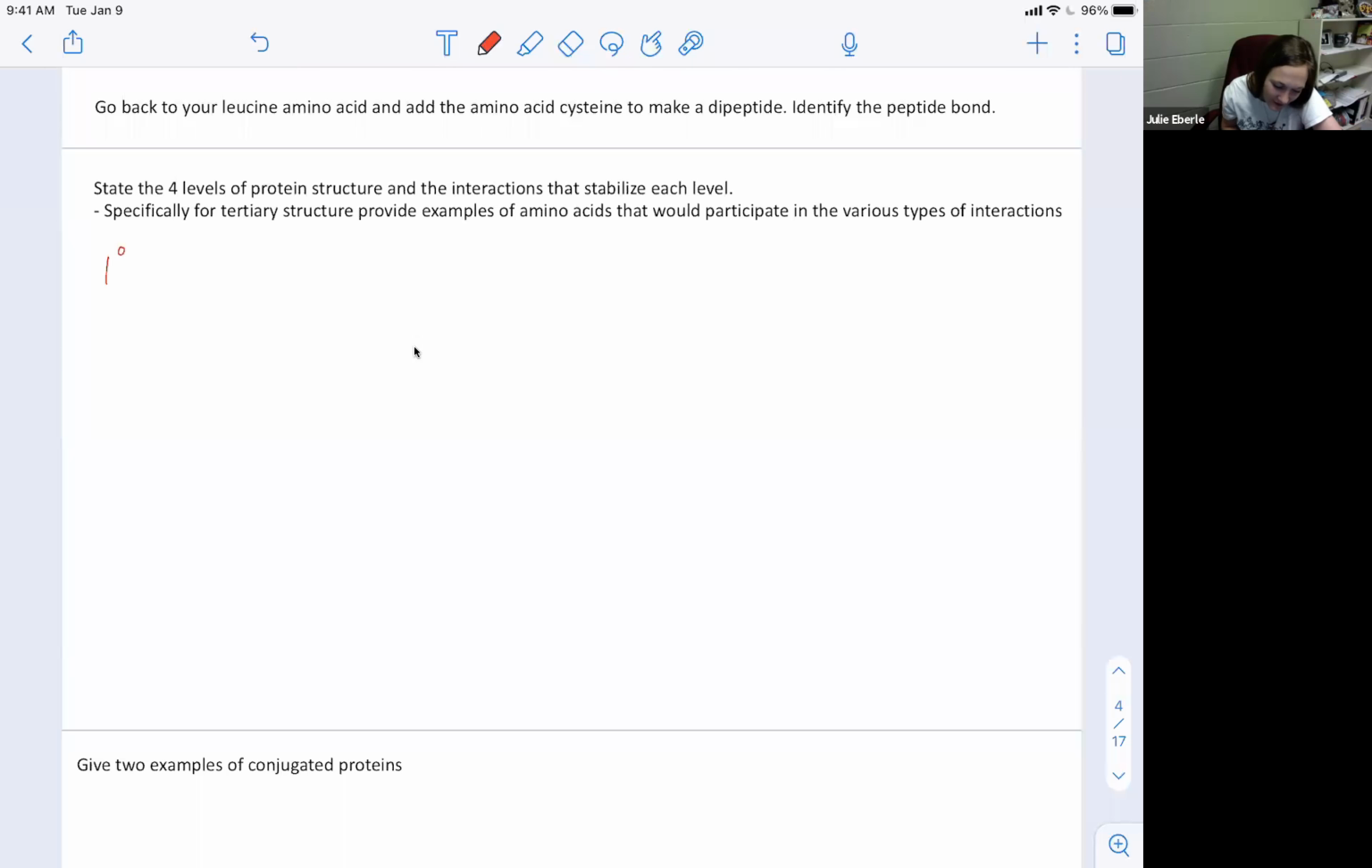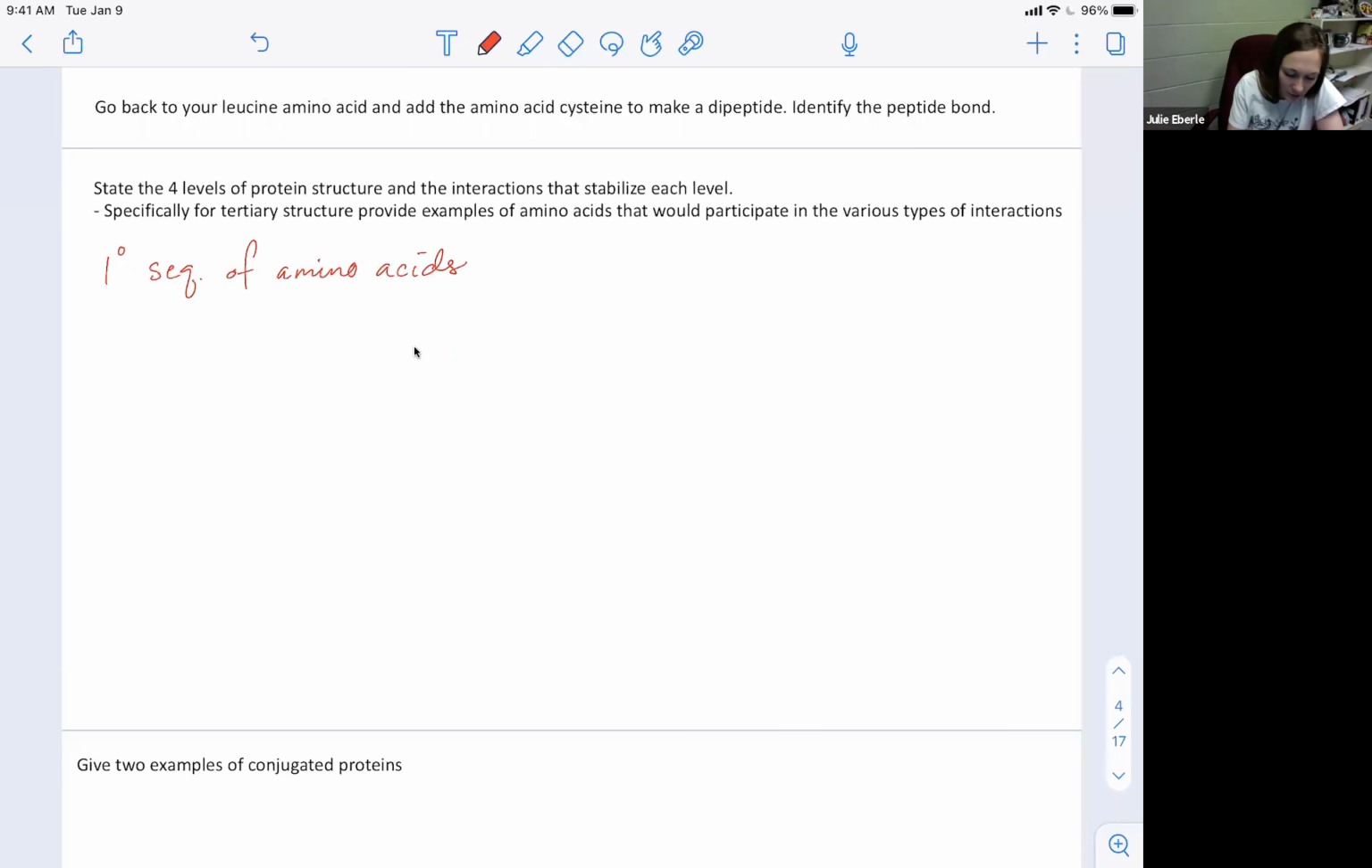Okay, now I'm gonna call on somebody else. What kind of interactions stabilize each level? So let's define, what is primary? The primary structure of a protein, what makes up that? Is it the sequence of amino acids? Boom, Madison, it is the sequence of amino acids.